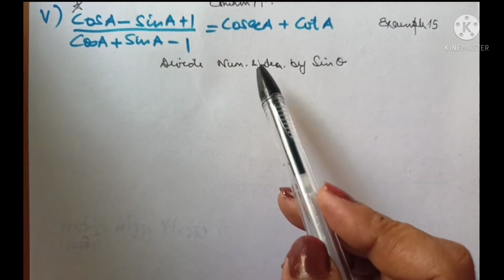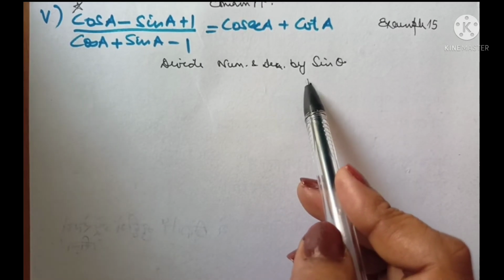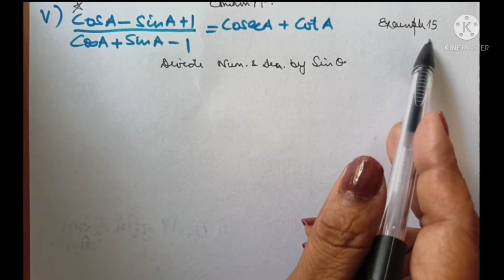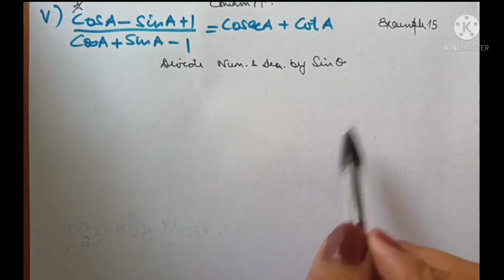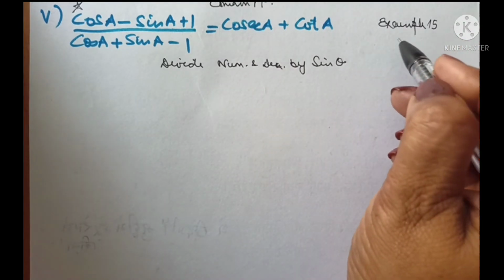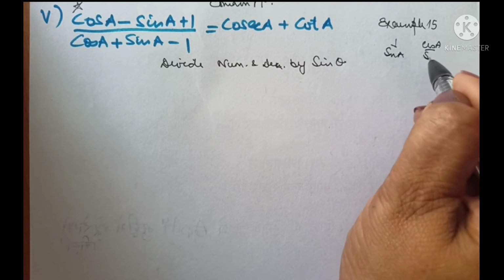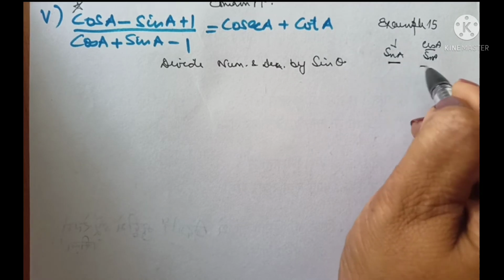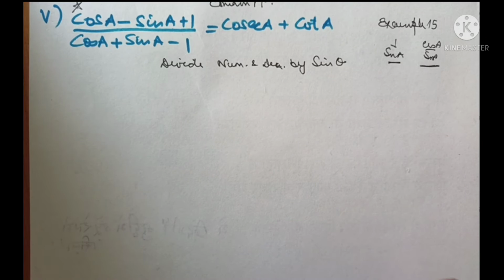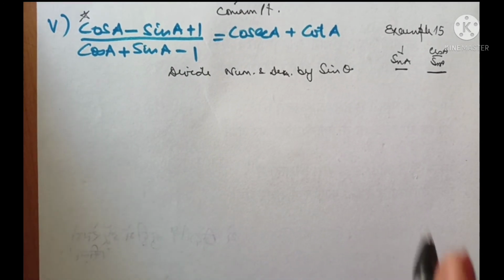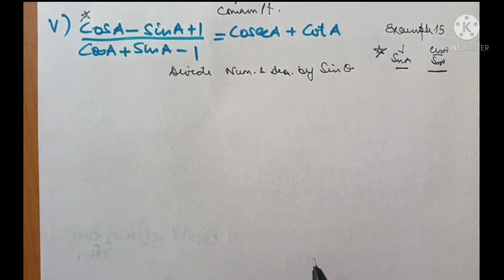Now, how do we decide whether we are going to divide by sine, or in the example number 15 we have to divide by cos? How do we decide that? See, cosec A is 1 by sine A, right? And cot A is cos A by sine A. This gives you a hint that we have to divide numerator and denominator by sine. This is a very, very important point, so just understand this.